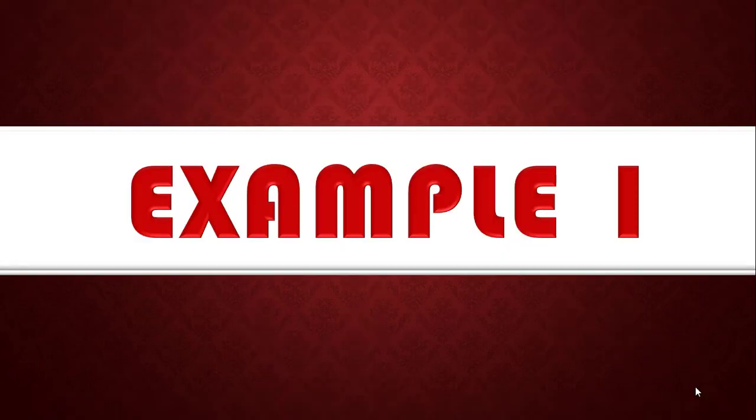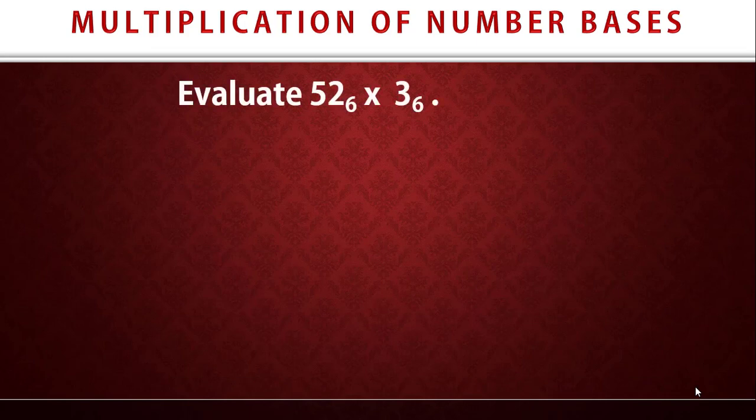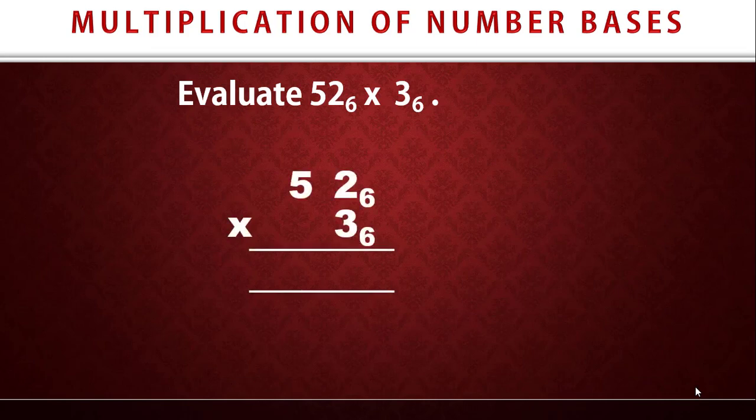Now is the time to look at the first example. We are asked to evaluate 52 in base 6 times 3 in base 6. So we're going to arrange the numbers 52 times 3 in this manner. So let's start now. 3 multiplied by 2 will give us 6. So the result 6 that we obtained there is equal to our required base.